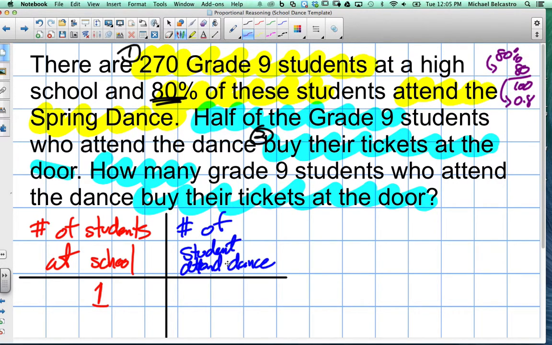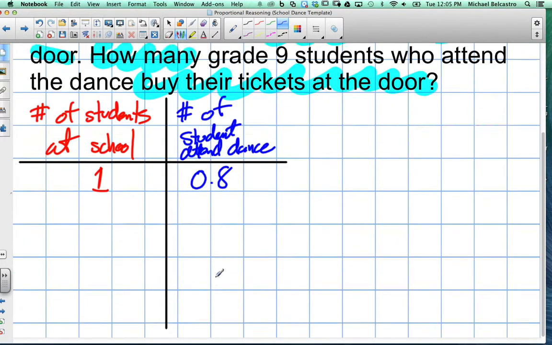We're going to work specifically with decimals. I feel like that's what you'll probably be most comfortable with, but you could leave it in fraction form, and it's more than acceptable. Okay, so that would mean 0.8 students would attend the dance at that school, which really doesn't make sense. We don't really have 0.8 of a person.